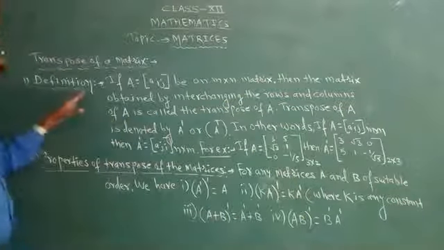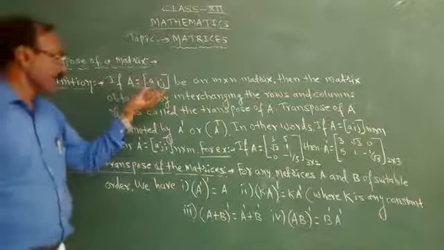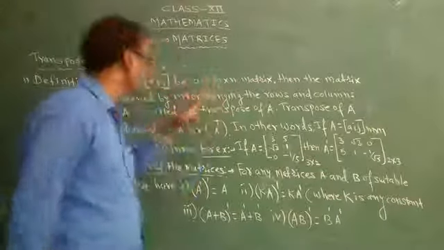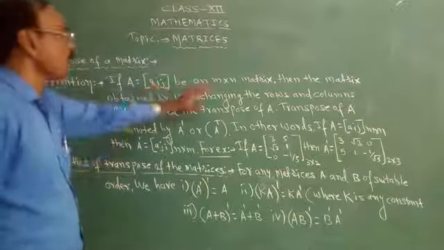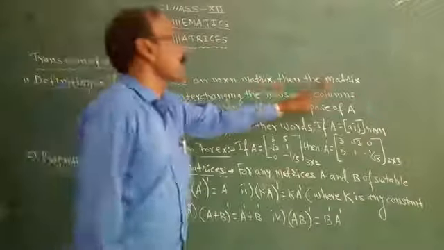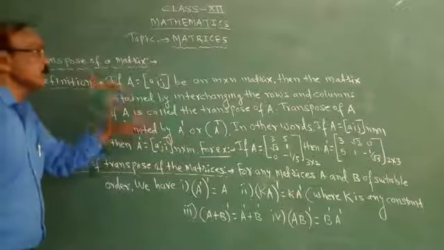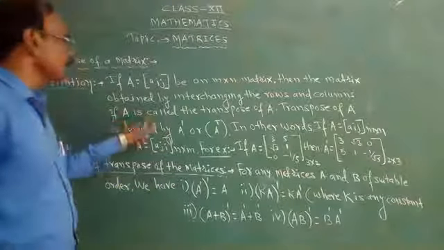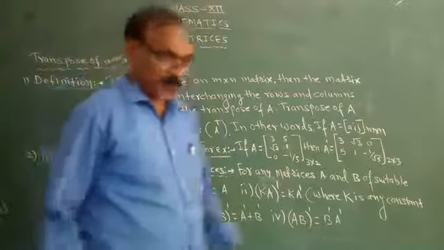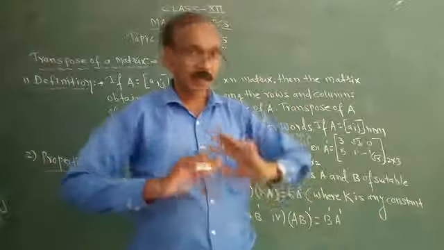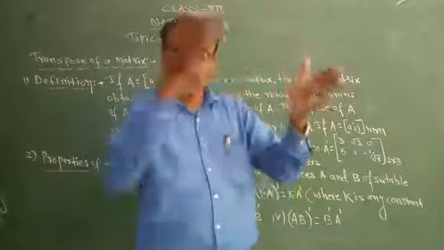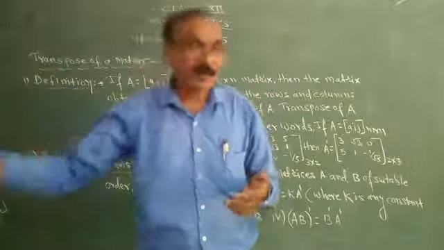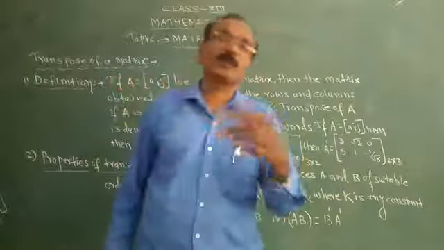See the definition. If A = [aij] is a matrix of order m by n, then the matrix obtained by interchanging the rows and columns of A is called the transpose of the matrix. If a matrix is given, and you interchange its rows into columns and columns into rows, then the resultant matrix will become the transpose of the previous matrix.